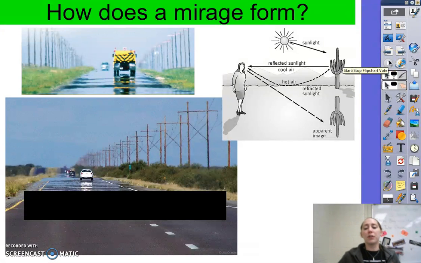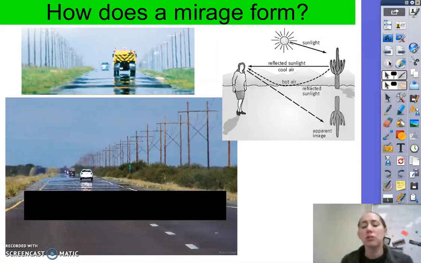Speaking of various images with our eye, how does a mirage form? You only see them in the summer, or you hear of them in movies where someone's in the desert and they're dying of thirst. You never see them in the winter. Why is that? It has to do with the temperature.